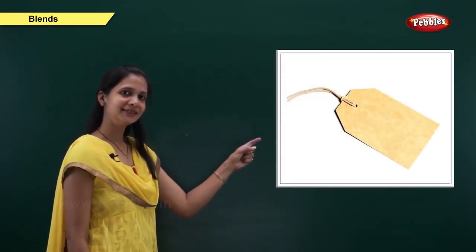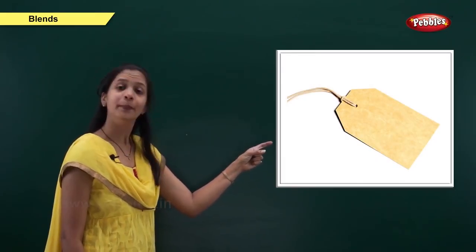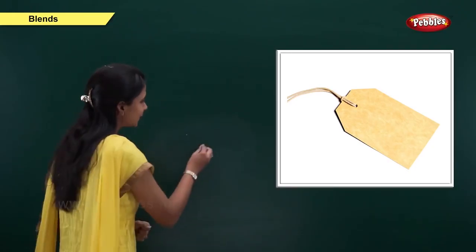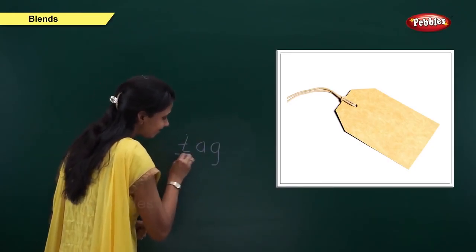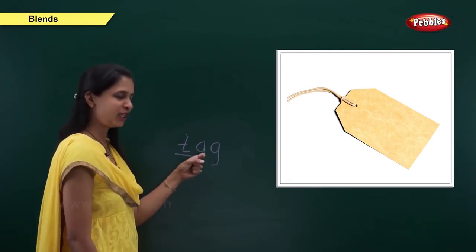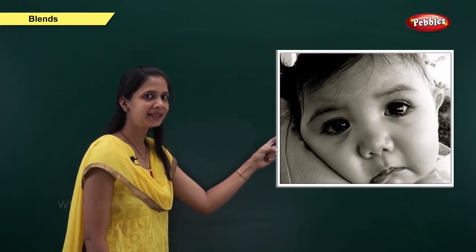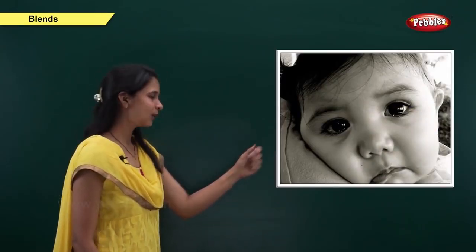What is it? Yes, it is tag. Okay. So what is the beginning sound of it? Yes, again it is T. So here it is. Tag. T-A-G. Tag. Now next. What is it? Yes, it is sad. So what is the beginning sound of it? S. Yes, so here it is.